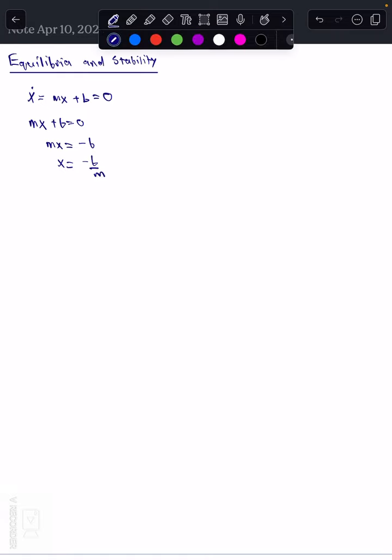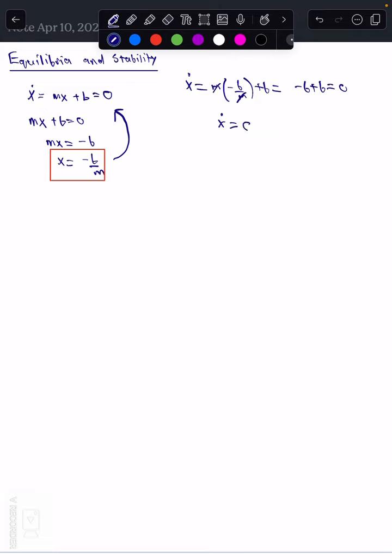And this would be considered an equilibrium point, because if we plug this back into the original equation, this gives us x dot equals m times minus b over m plus b, which yields, these two cross out, minus b plus b equals 0. X dot equals 0.